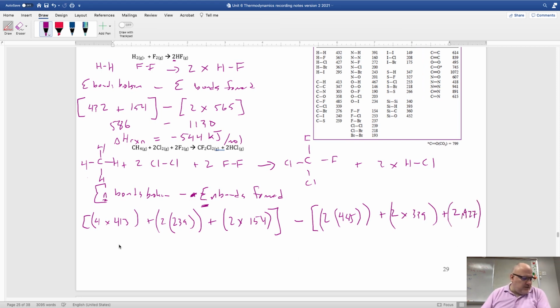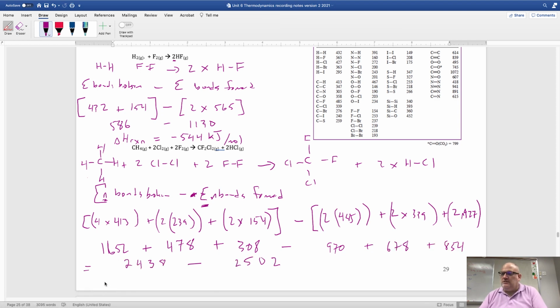So let's do the calculations on this. That's going to give me 1,652. So the overall change in enthalpy for this reaction is going to be equal to negative 64 kilojoules per mole.